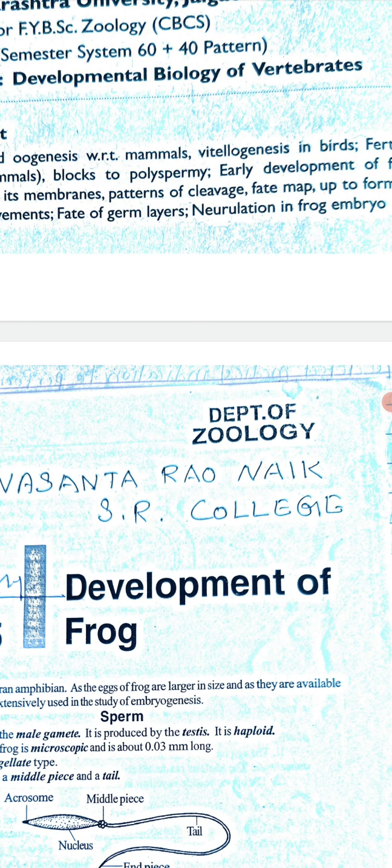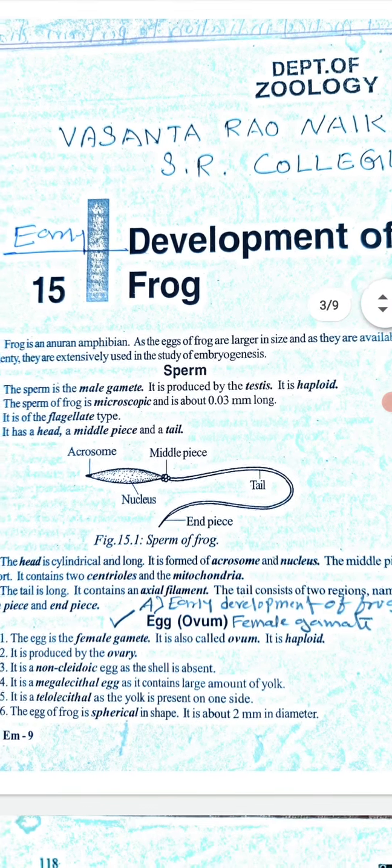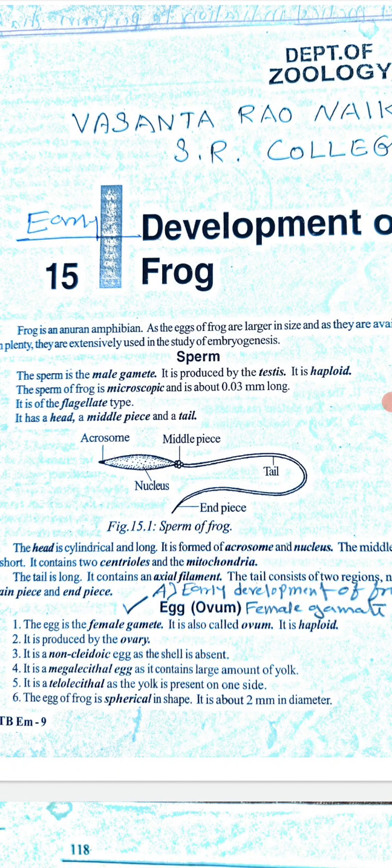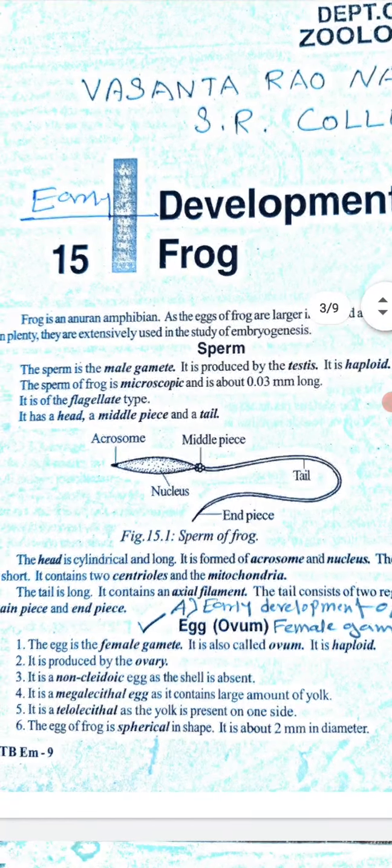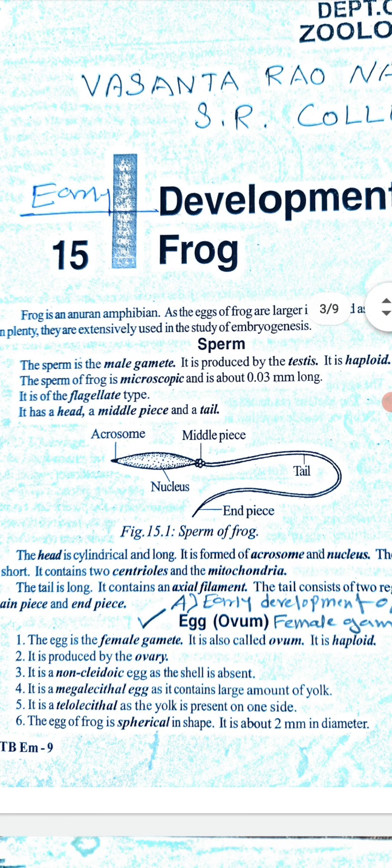The early development of frog includes the following topics. The sperm of the frog is called the gamete of the frog. The sperm is also called the male gamete. It is produced in the testis. It has a haploid number of chromosomes. It is microscopic in structure and its size is 0.03 mm long. It is called the flagellate type because it has a tail useful for locomotion from one place to another.